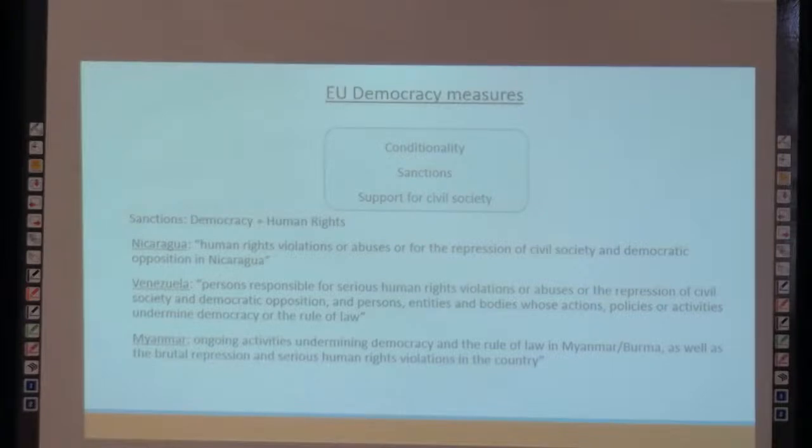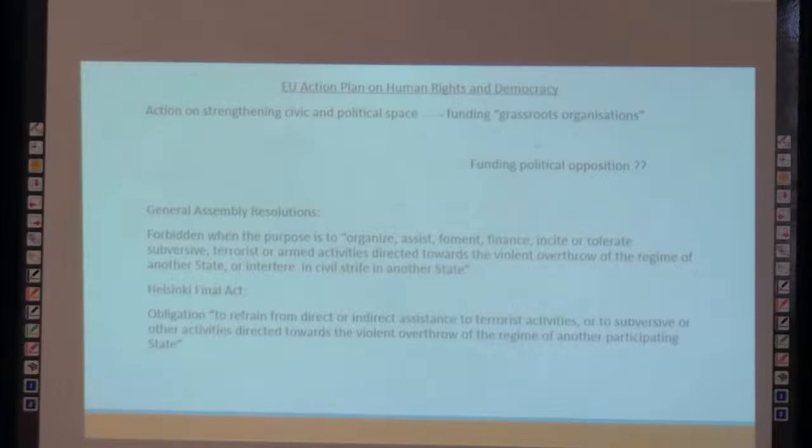And finally, I will refer to the European Union Action Plan on Human Rights and Democracy and the action on strengthening civic and political space, and especially supporting civil society and human rights institutions through, among other means, funding grassroots organizations. For this purpose, the European Endowment for Democracy can be used, which is a grant-making organization established by the European Union and the member states, in order to create an international trust fund to foster democracy.